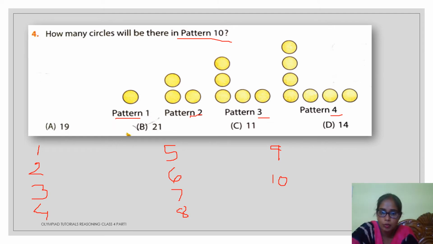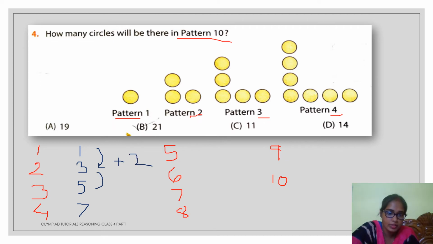Now let's count how many balls are there in each pattern. In pattern number 1, you have 1. In pattern number 2, you have 3 balls. In pattern number 3, you have 5 balls. In the fourth pattern, you have 7 balls. As you go on increasing the pattern, if you go on adding plus 2 to the previous number, you get the next number. So this is the plus 2 series.